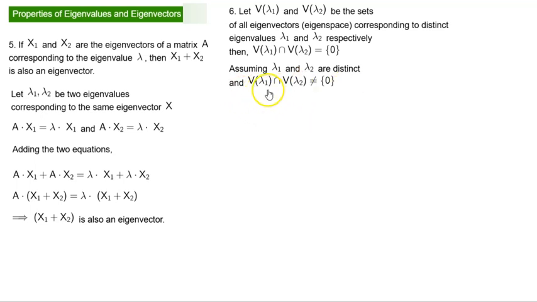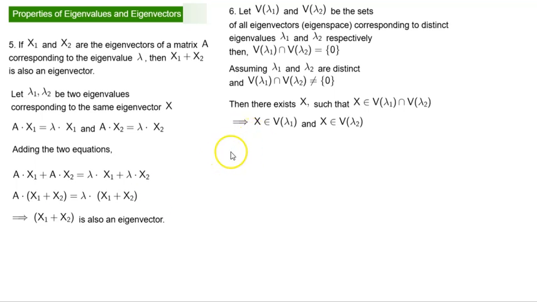and V of lambda 1 intersection V of lambda 2 is not equal to the empty set, then there exists X such that X is in the intersection of these two sets. That is, it is there in both the sets. This implies that X is in V of lambda 1 and X is in V of lambda 2, which implies A times X is equal to lambda 1 times X and A times X is equal to lambda 2 times X.